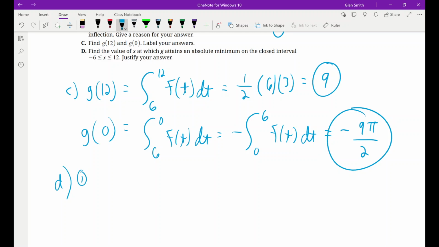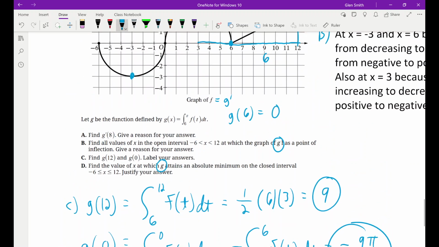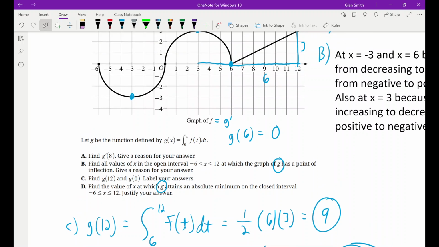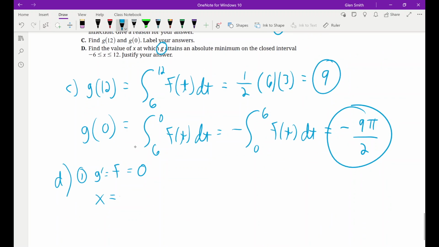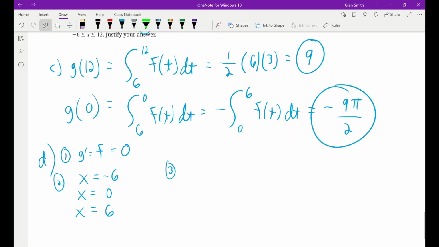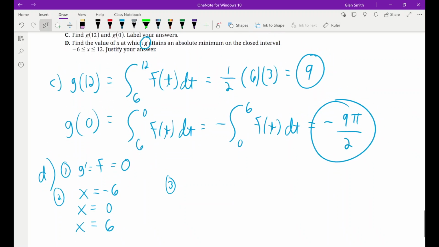Step 1, I need to show that if I want to find the absolute min of a function, I need its derivative, which is f in this case, to equal 0. And then I'm going to solve that. That happens at -6, 0, and 6, just by looking at that graph. So that's step 2. Step 3 is find whatever we're trying to minimize or maximize here.